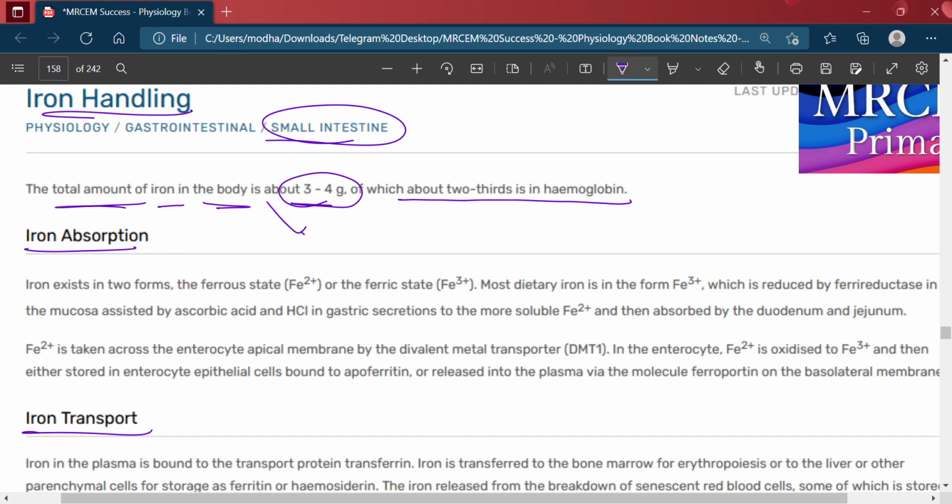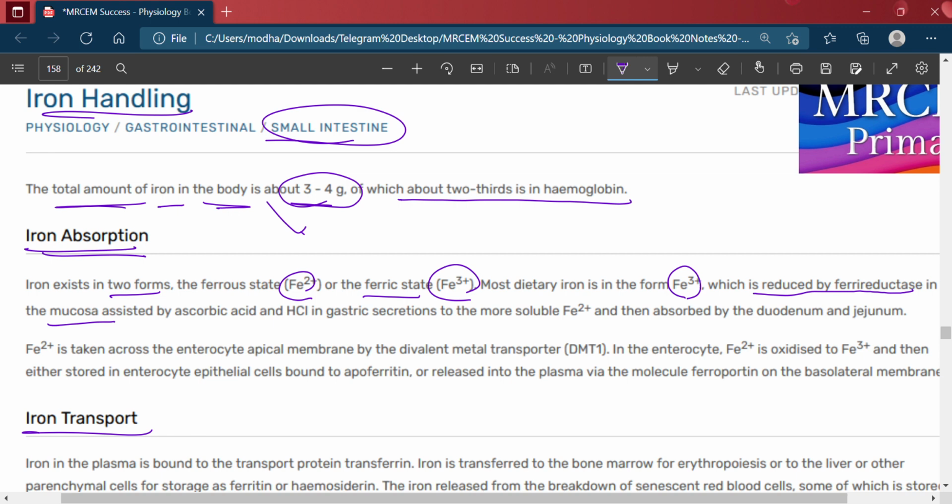Iron absorption: iron exists in two forms, the ferrous state Fe2+ or the ferric state Fe3+. Most dietary iron is in the ferric state, which is reduced by ferric reductase in the mucosa.